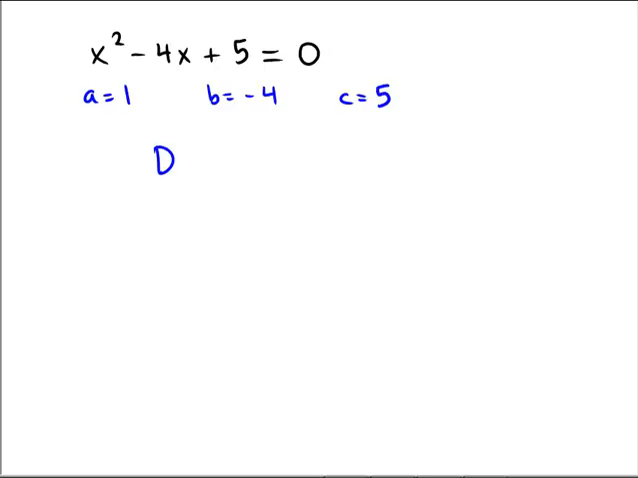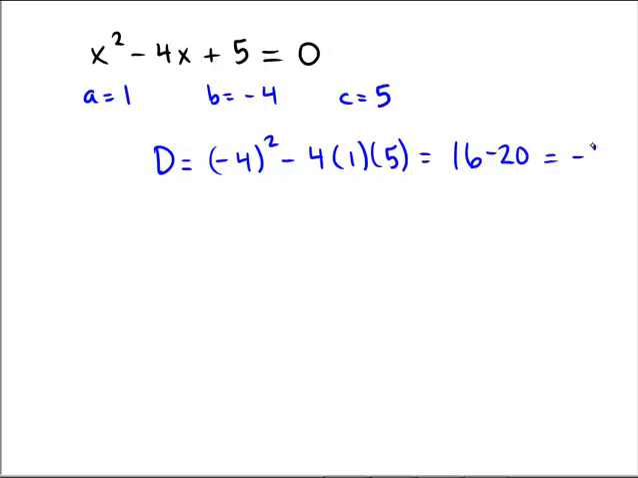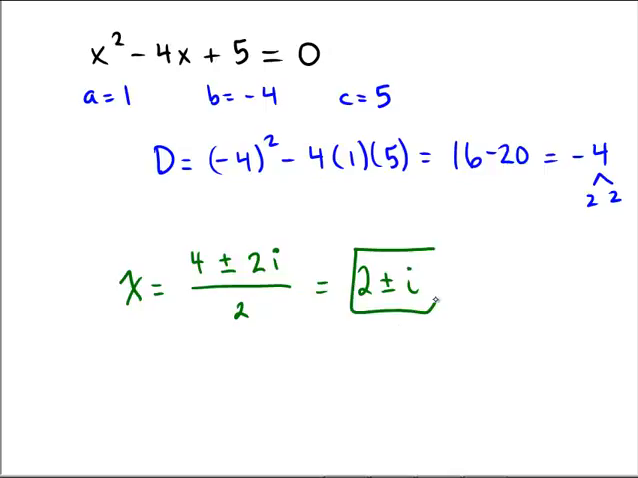What's our discriminant? D equals b squared minus 4 times a times c, which would be 16 minus 20, or negative 4. Negative 4 breaks down into a 2 times 2. So that means that our quadratic formula is going to yield negative b, so opposite of negative 4, plus or minus the square root of negative 4, which would be a 2i, all over 2 times a, which is 1. So it looks like we're going to get 2 plus or minus i as the solutions to that one.